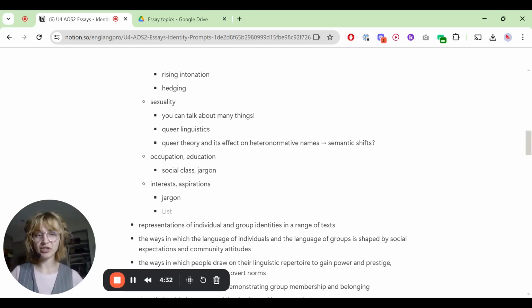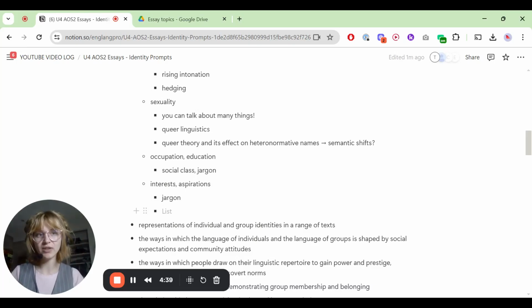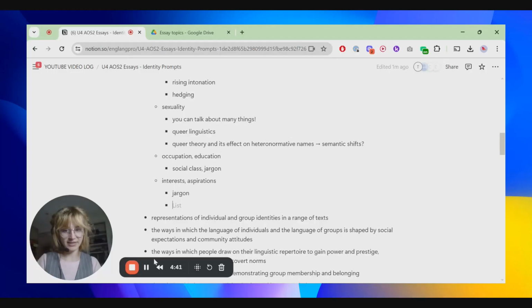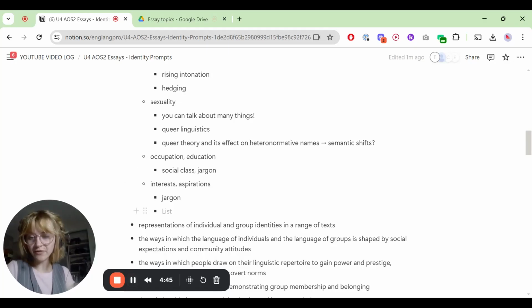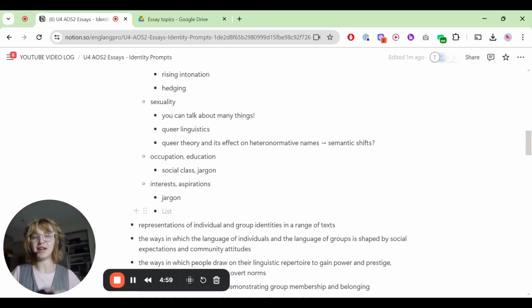So interests and aspirations can also include jargon, but also consider how someone's interests and aspirations could reflect how they speak? One of those ways could be, for example, if you're attempting to assimilate into a new sort of social group. So your aspirations and interests are involved in a group that you aren't necessarily born into, whether that be an interest group, a hobby group, or even like a social class that you weren't necessarily already given access to.